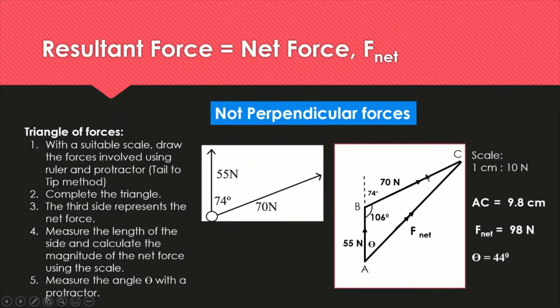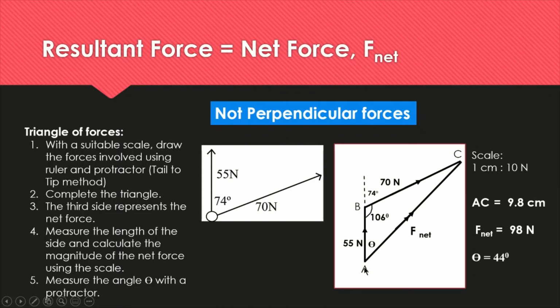This BC line will represent the 70 Newton. So how long should BC be? Using the scale, 70 Newton will be 7 cm. That means we have drawn 55 Newton acting on the object, followed by 70 Newton. So what is the resultant force? Very clearly, AC. Join up AC to get a triangle of forces. So AC is the net force, and we get a triangle ABC, which is called the triangle of forces.